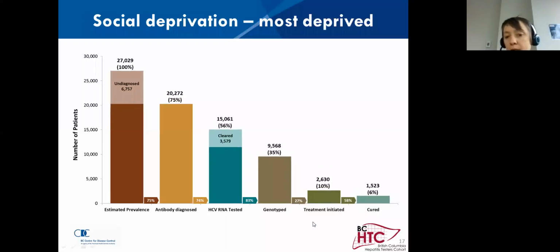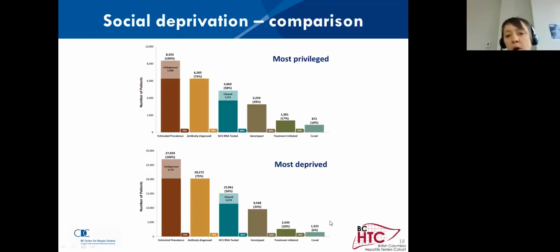Now we compare this with the cases who are among the 20% most socially deprived people in BC. We can see a bit of a difference. Again, the gap is between genotyping and treatment initiation, but now only 27% of people who were genotyped actually initiated treatment. So it goes from 42% in the most socially privileged cases to 27% among those that are considered less privileged, or most deprived, socially speaking.